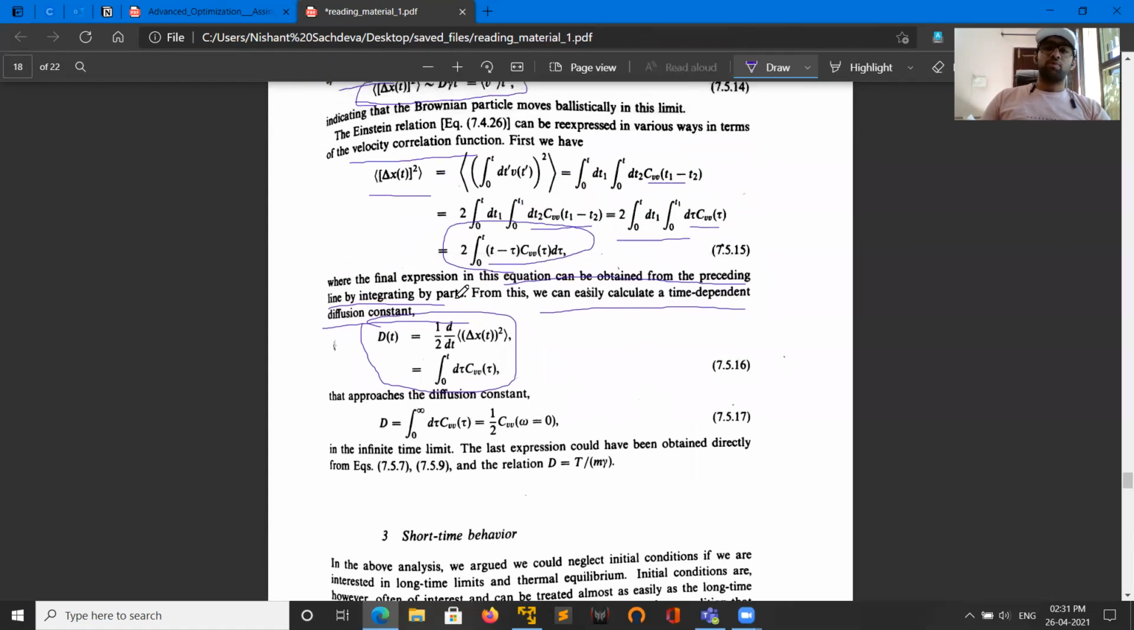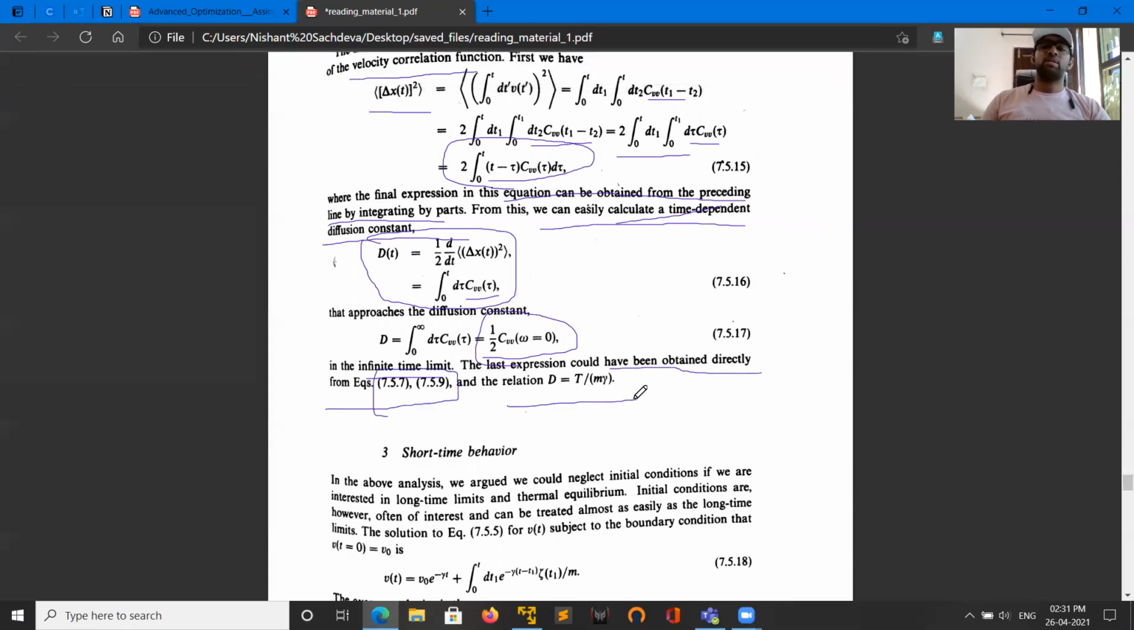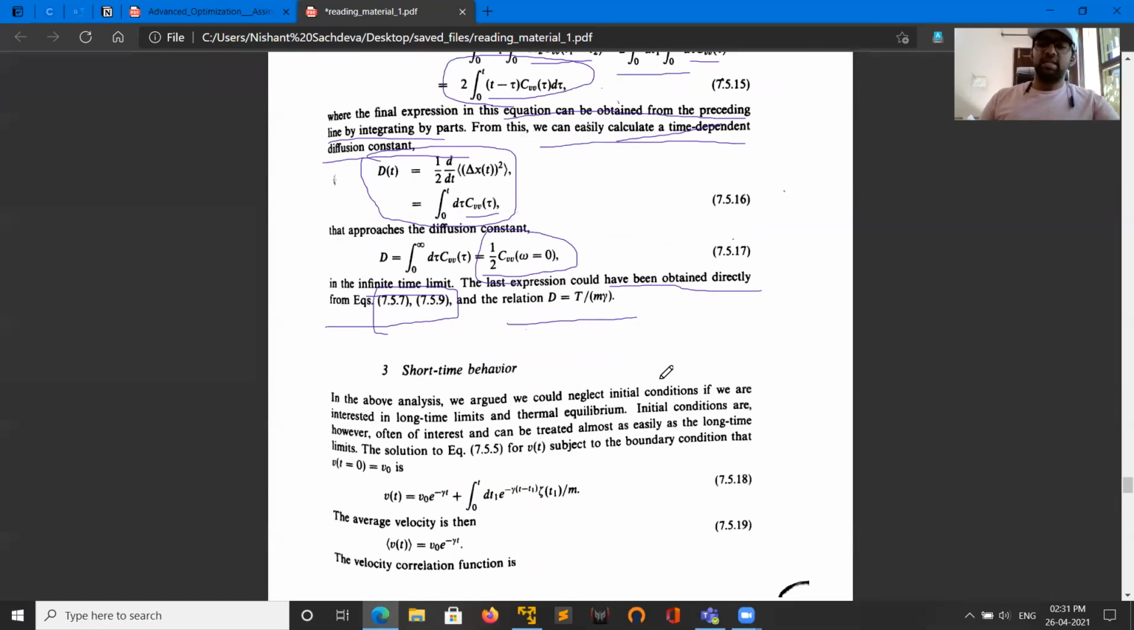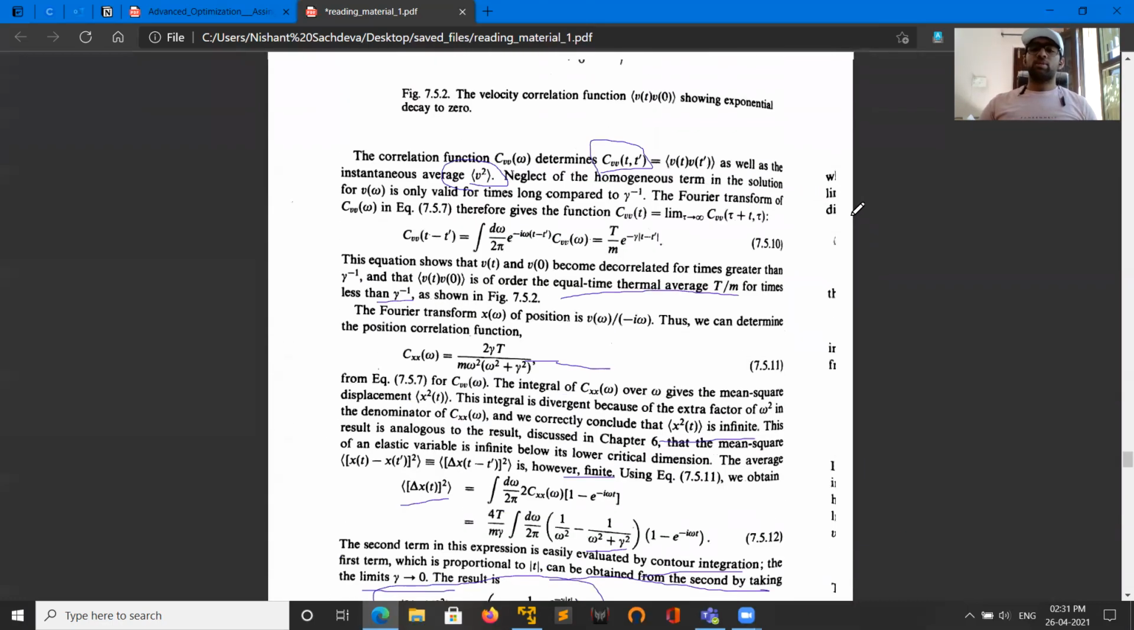Now, what they're saying is that we calculated the time-dependent diffusion constant, which in the infinite time limit approaches this particular expression. The last expression could have been obtained directly from equations 7.5.7 and 7.5.9, and the relation D equals T by m omega. There's nothing very special in this. It's just simple maths playing around with it. Nothing much to explain as such.